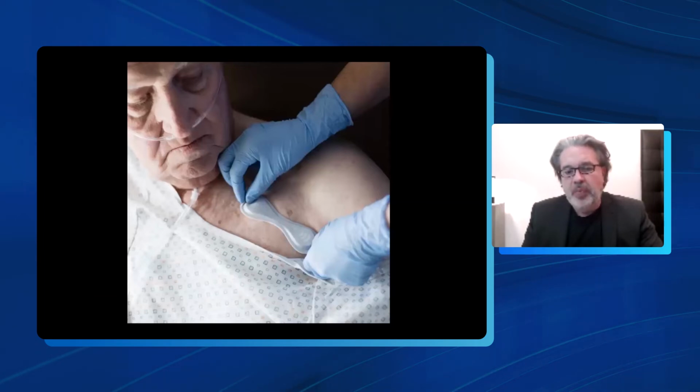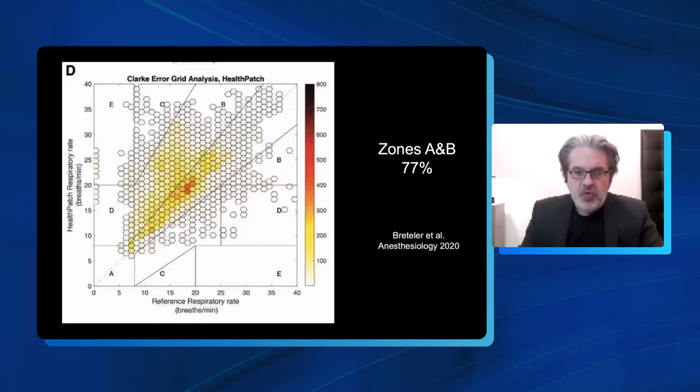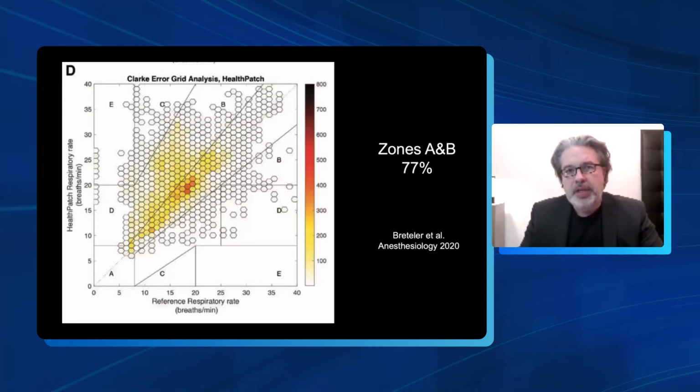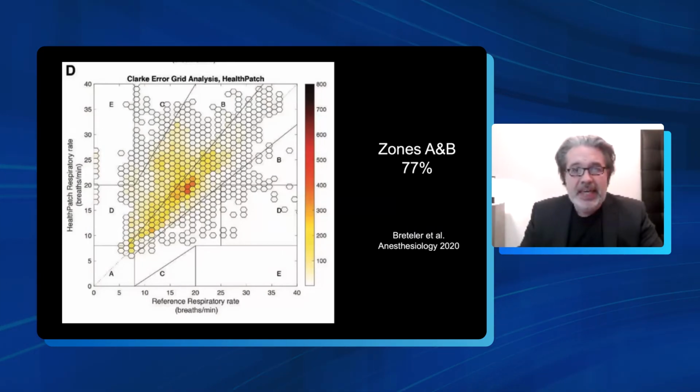Here you have the example of an adhesive patch using ECG variability and accelerometer data to compute respiratory rate. It was tested in this study published a couple of years ago in Anesthesiology, and the authors showed that only 77% of the measurements were in zones A and B, which are the safe zones from the Clarke error grid.